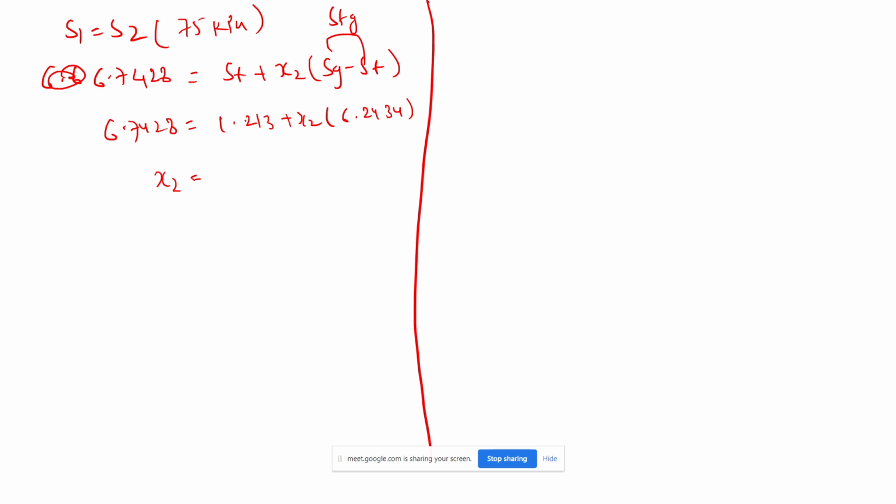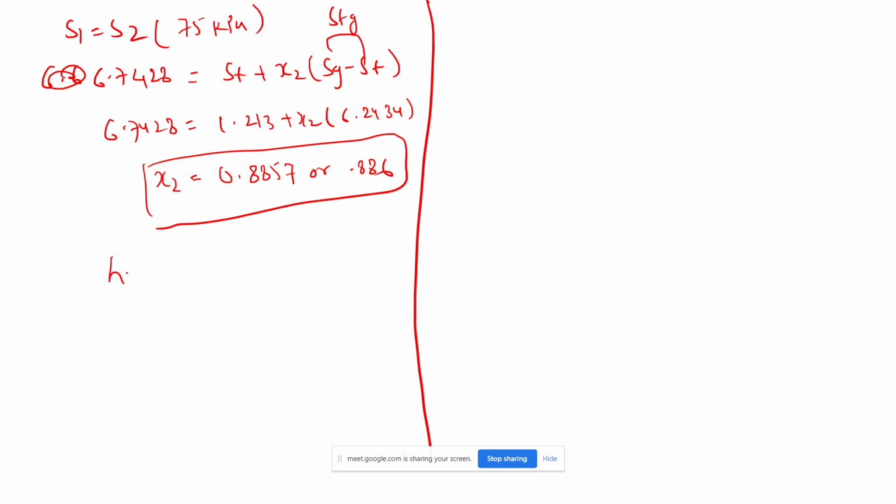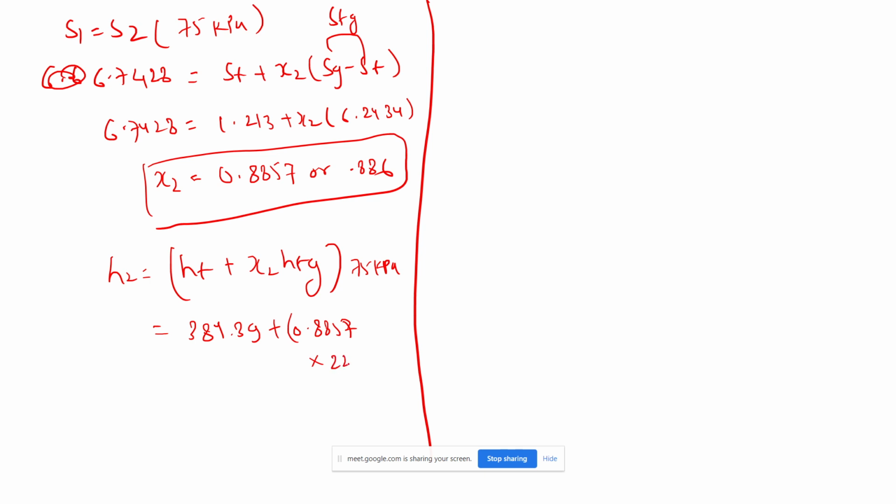So what is the value of X2 you have got? Can someone tell me? 0.885, or 0.857, or you can take 0.886 because it is almost near, so any value is correct. From here we can determine H2 equals HF plus X2 HFG. These all values we have to take from the steam table. So what is the H2 you have got? 2400.95. Okay.